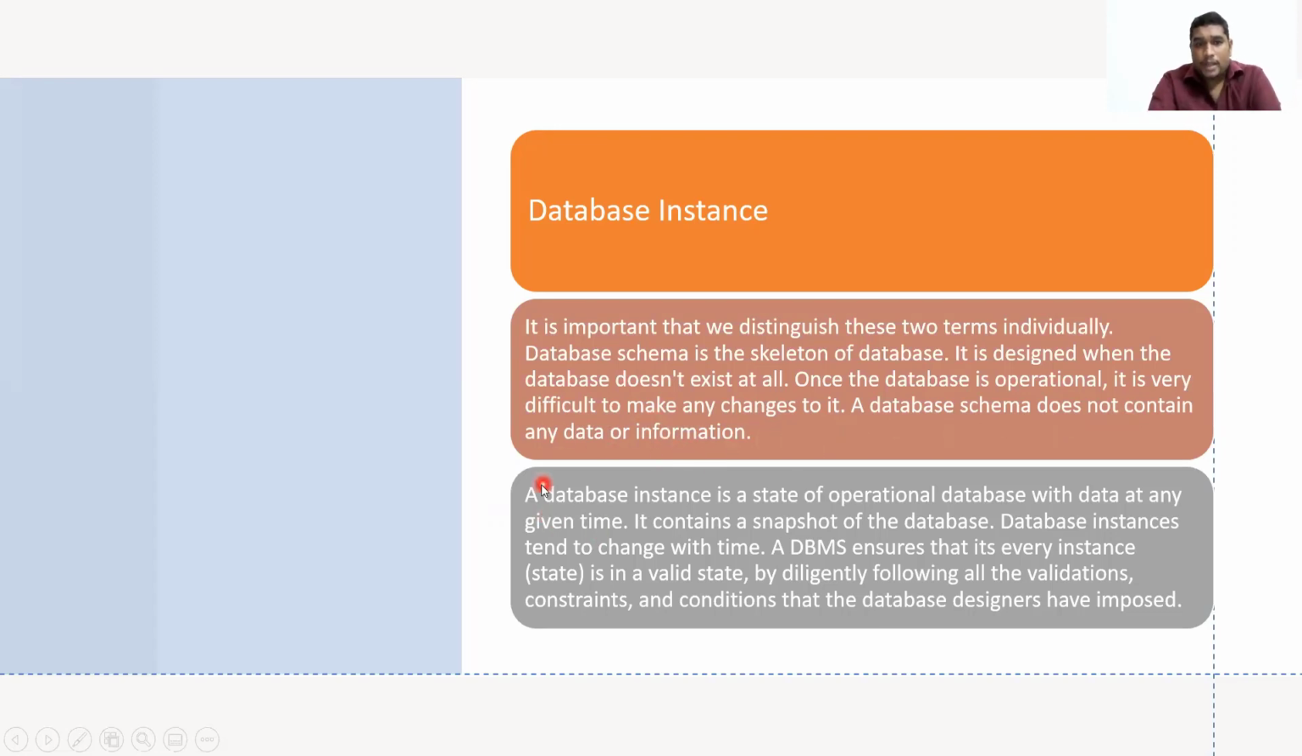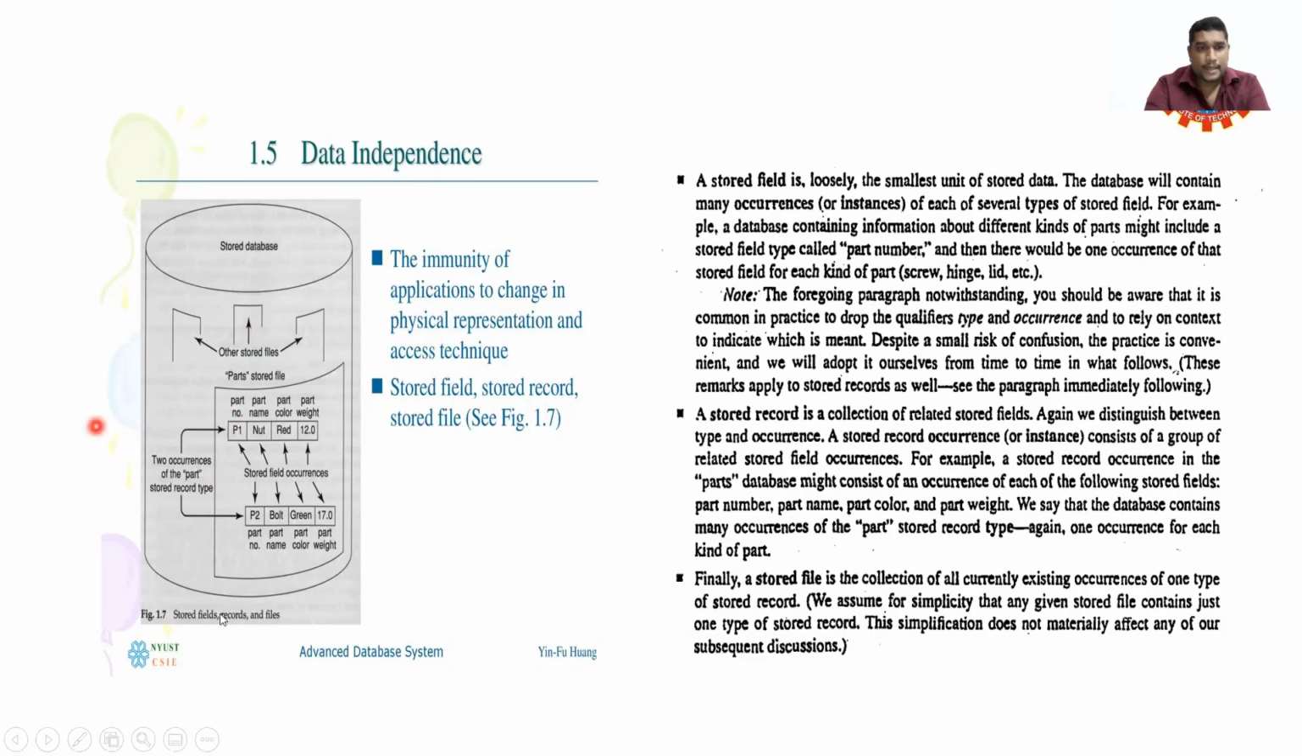Now a database instance is a state of the operational database, where we do operations by means of commands called DML. With the data at any given time, it contains a snapshot of the database. So database instances tend to change with time. The DBMS ensures that every instance is in a valid state by following all the validations, constraints, and conditions that the database designers have imposed. A database consists of files, among them the stored file and stored records. We already discussed this.